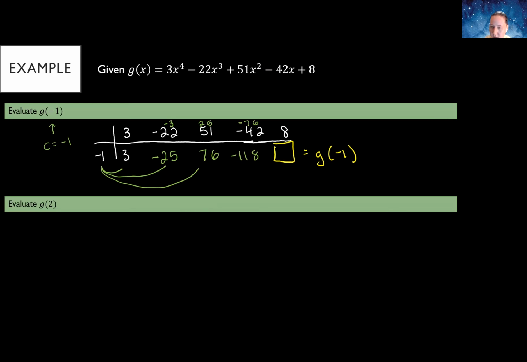Add, we get -118, assuming that I'm doing all of my adding correctly. Multiply that by -1, you have 118 plus 8, so that's 126. We should get 126 here as our final answer. And I'm going to just now do that on my calculator to verify that I haven't made any mistakes. Yep, 126. So g of -1 is equal to 126.